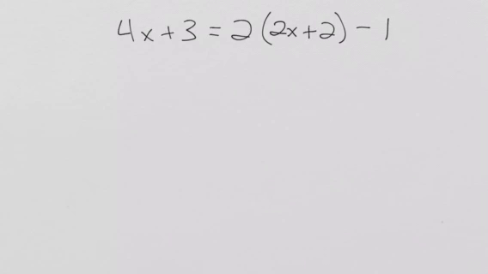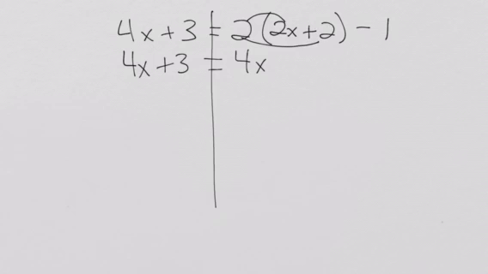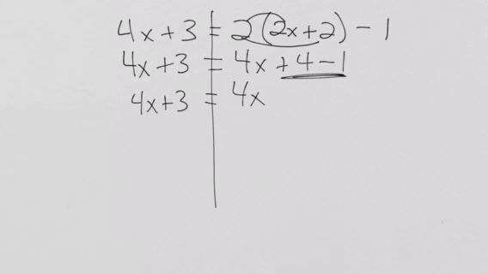Alright, let's look at another problem. This one looks like more of a mess, but it's really not. So the first thing we want to do is clear our parentheses. And the way we do that is do the distributive property. We're going to get 4x plus 4 minus 1. And we've got some terms that we can combine over here. So we're going to get 4x plus 3 equals, and on this side, what is plus 4 and minus 1? Well, that's plus 3. Hey, once again, these equations are the same on both sides.